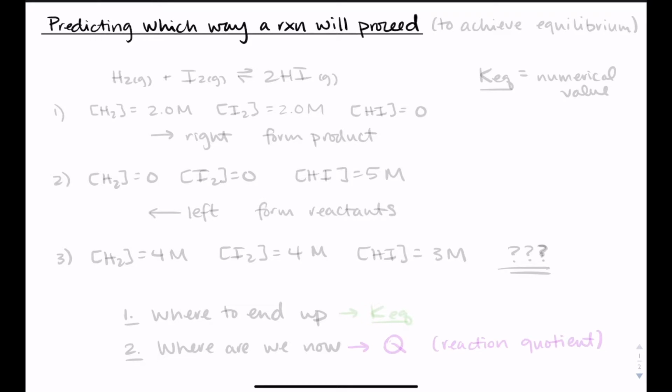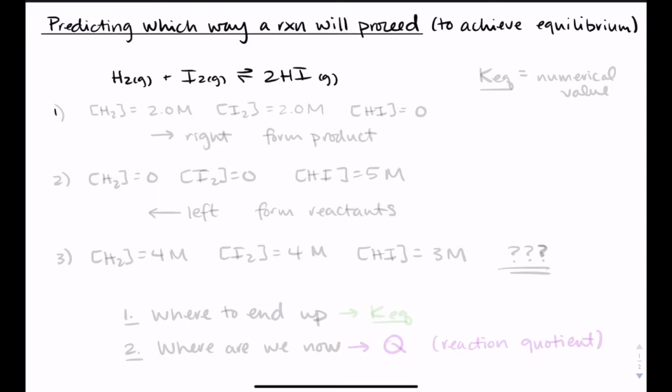So let's set you up to do some predictions about reactions. What I mean by this is that we're going to predict which way a reaction will proceed to achieve equilibrium. So this means if we start not at equilibrium, which way is this reaction going to go? Whichever direction it's moving, it's just trying to get to equilibrium. That's our goal.